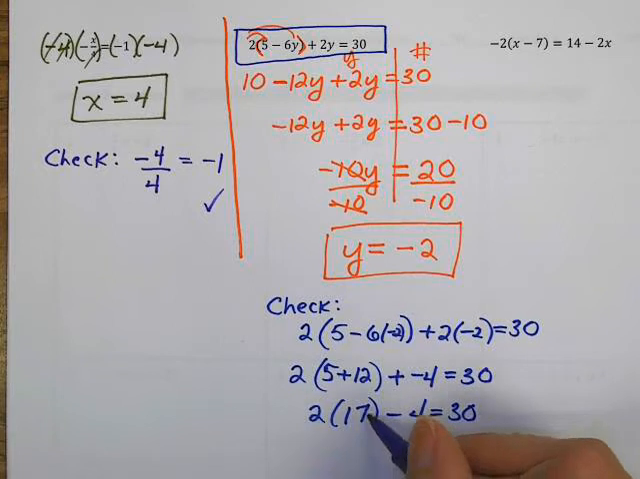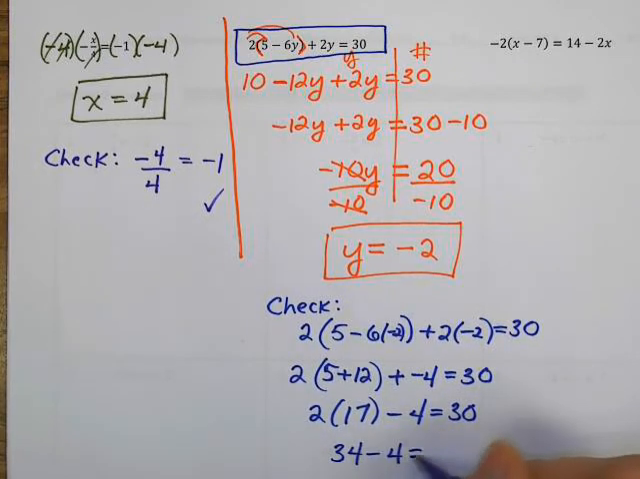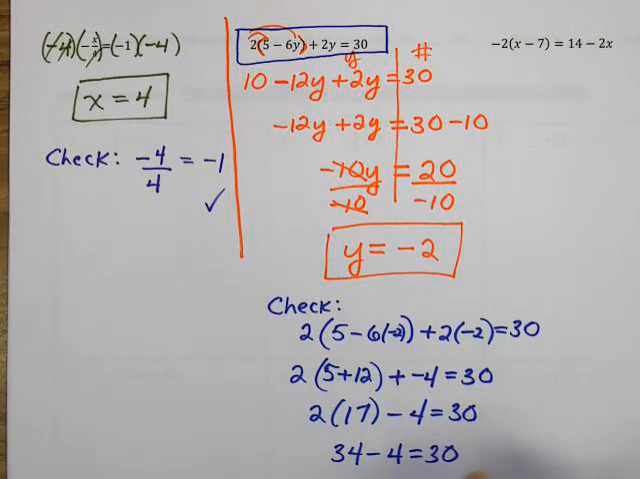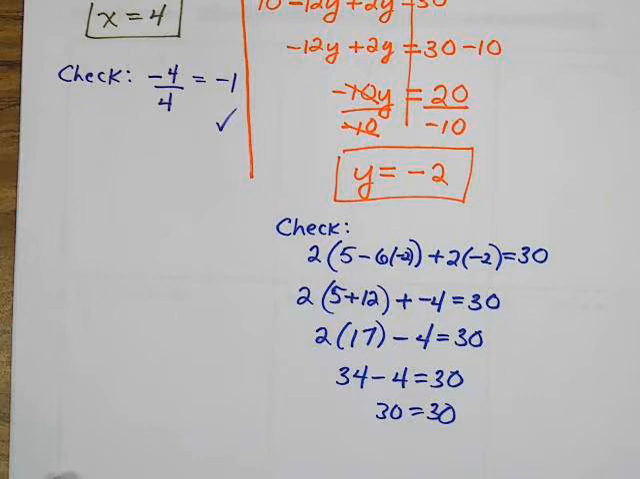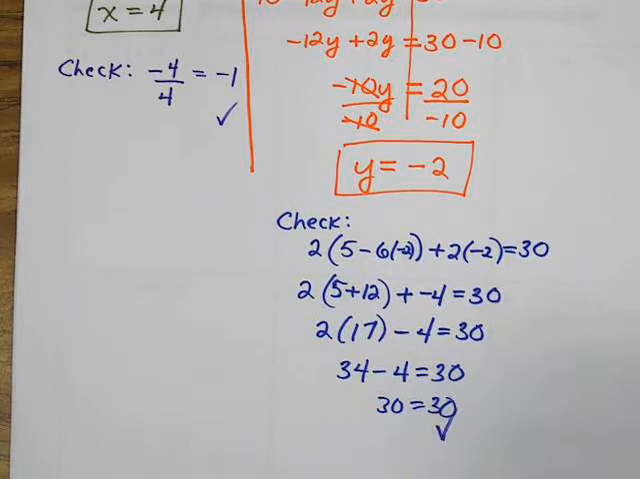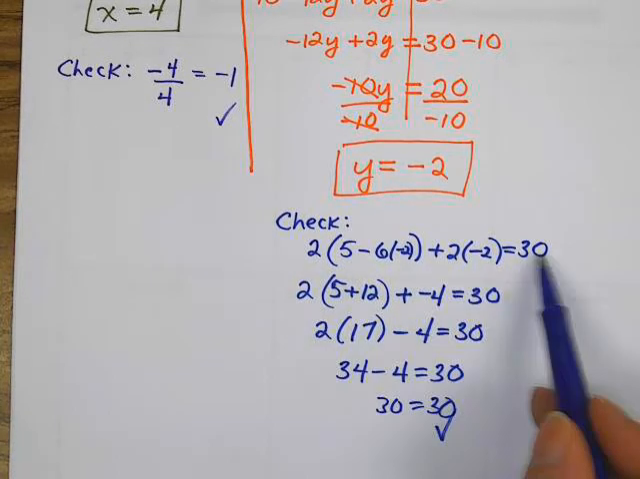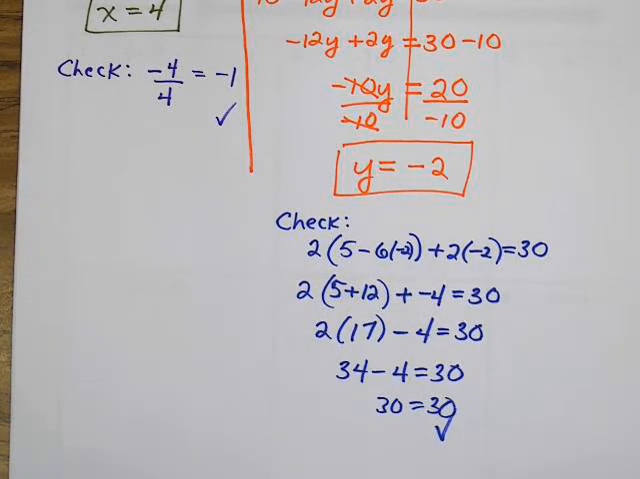17 times 2 is 34. 34 minus 4. Yes, 30 does equal 30. Yes, we got it right. Check. Okay, you can type this in your calculator too to see if it makes a 30.